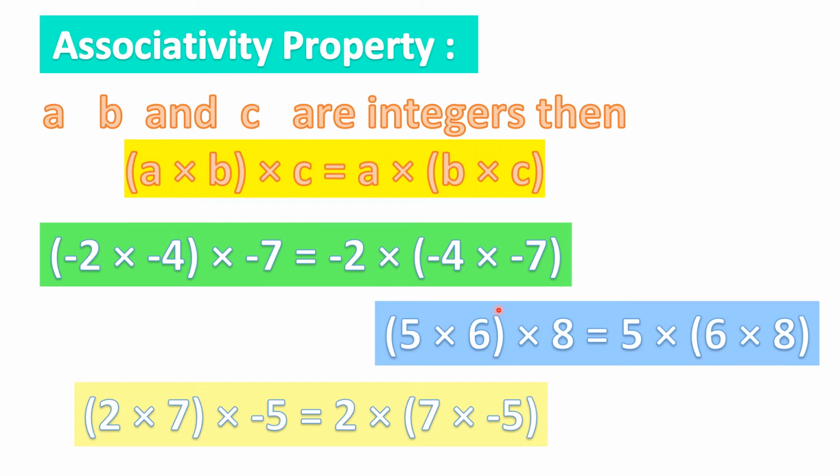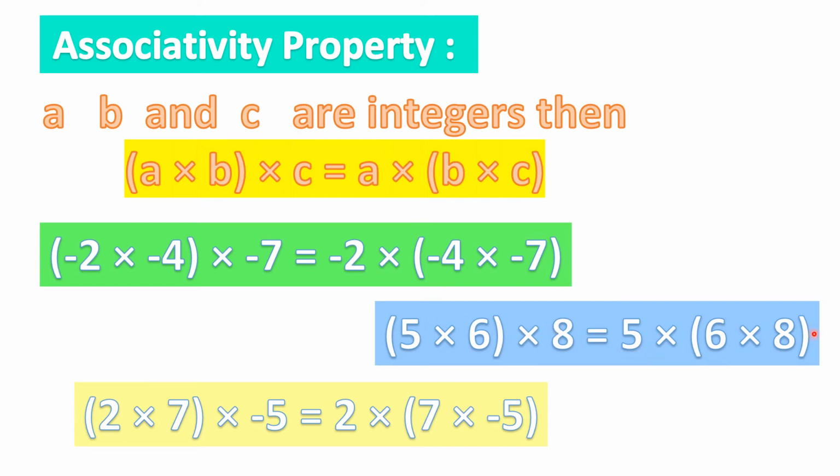For example, here, first example, let's see this one, simple, all positive numbers. So first I took 5, 6 and 8. And first I multiplied 5 and 6. So how much do I get? 30. Then I multiply it with 8. 30 into 8 will be 240. So if I multiply 5 and 6 first, I get 240.